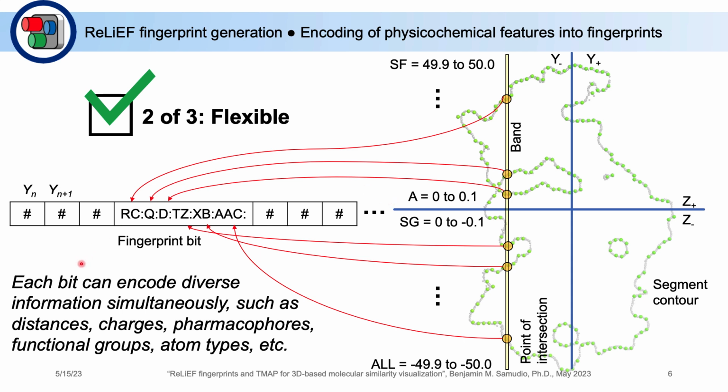So what this enables is that each bit can encode diverse information simultaneously, such as distances, charges, pharmacophores, functional groups, atom types, etc. So the distance is relative to the z-axis. We can imagine this intersection capturing the distance, but also capturing, for example, what residue is near that point or what pharmacophore is close to that point. That can also be captured at the same time in this fingerprint. So that's what makes this process flexible.